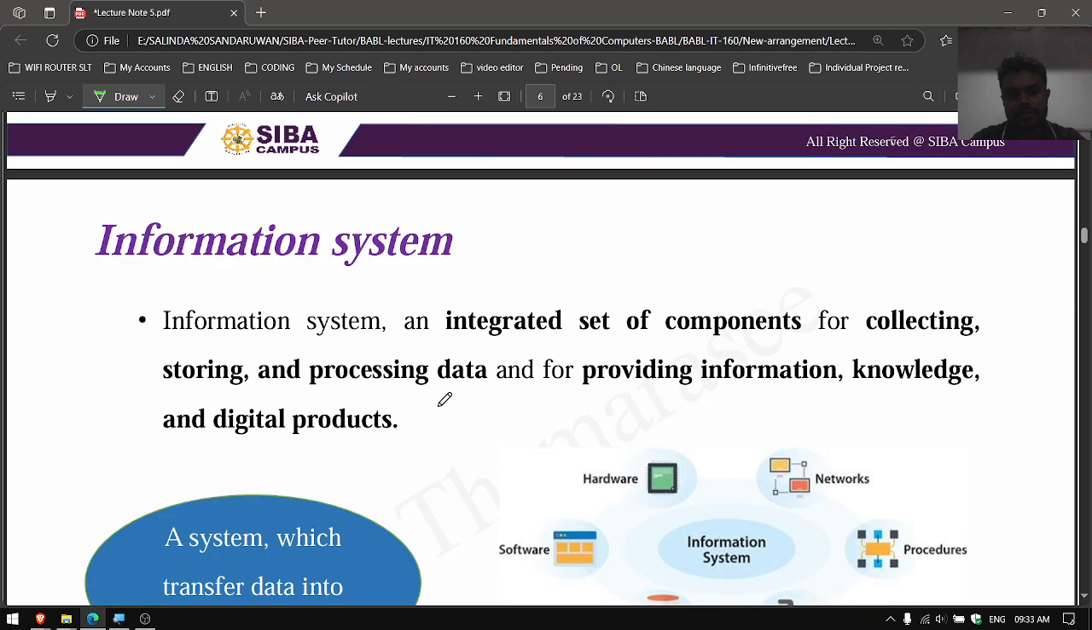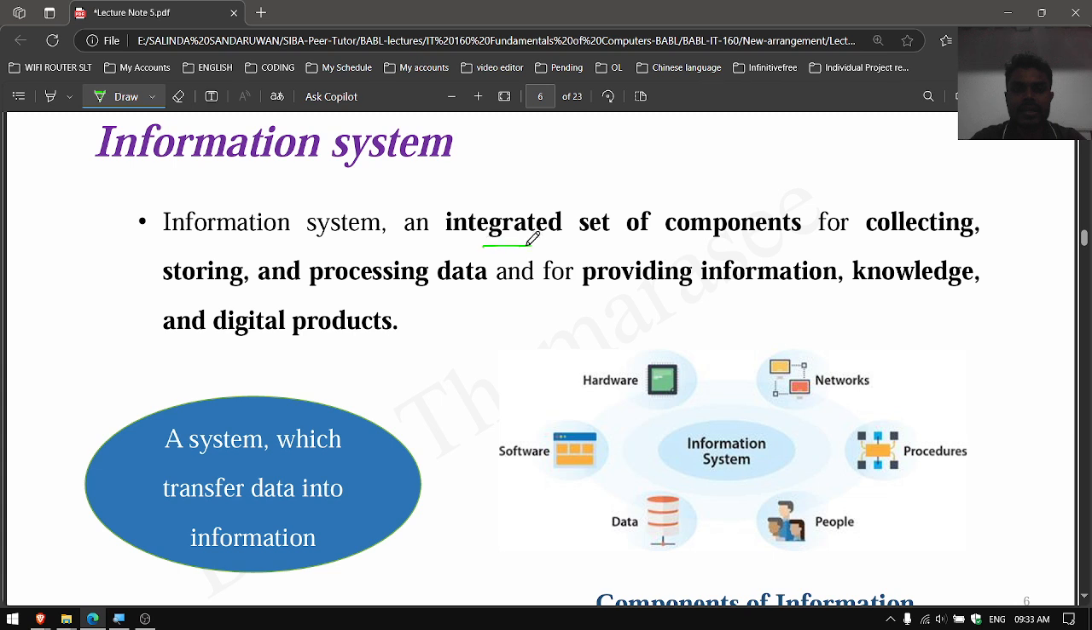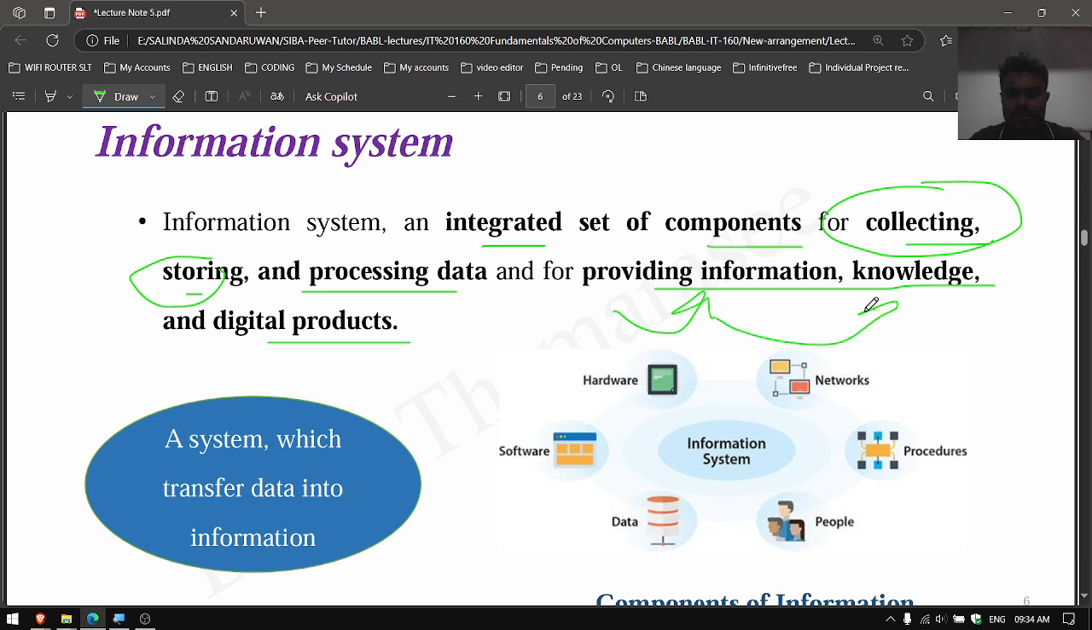Information system: an integrated set of components for collecting, storing, and processing data. Input, process, output, right? So here it's collecting data, storing data, and processing data for providing information, knowledge, and digital products. Input is the data, and it will collect data, store data and process, and 3 outputs: providing information, knowledge, and creating digital products. A system which transforms data into information. That's the simplest idea behind the definition of the information system.